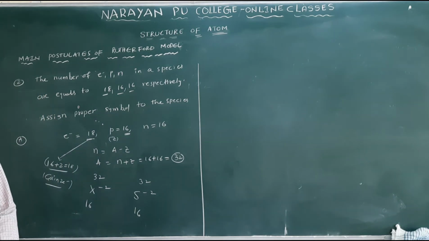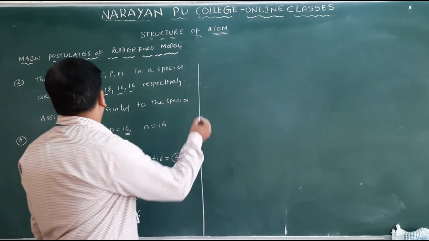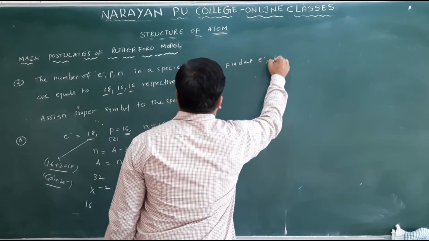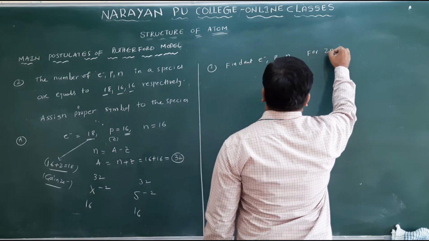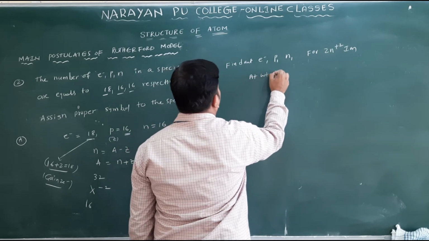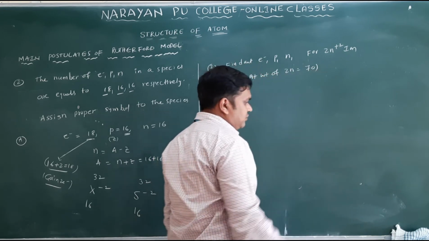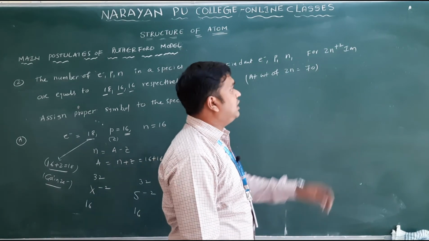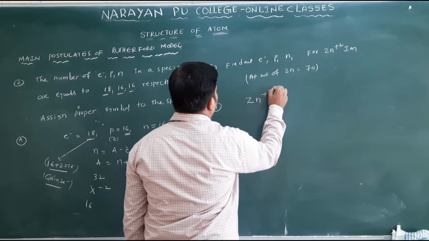So this is one example. Like this we can give one more example. Third question: find out electrons, protons and neutrons for the Zn plus 2 ion. Here the atomic mass of Zn is given as 70 in the question. Now we can identify the electrons, protons and neutrons for the Zn plus 2 ion. So what ion do we have? This is Zn plus 2 only.